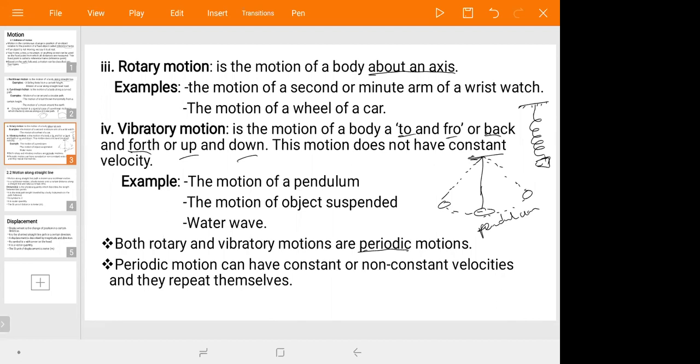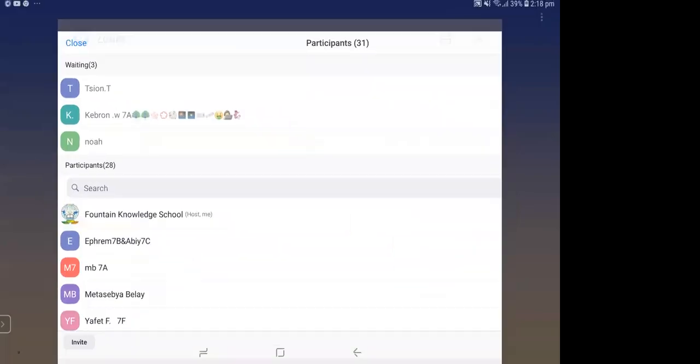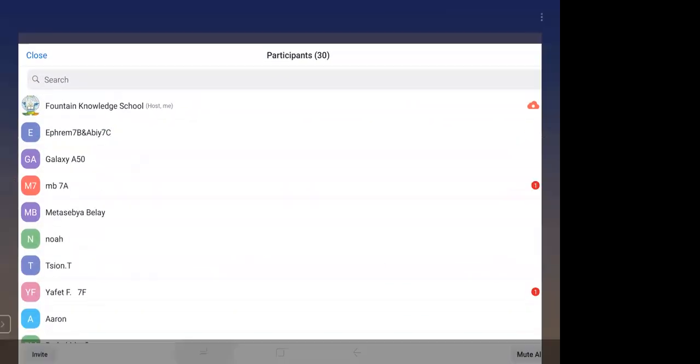So such a type of motion is constant velocity, but vibratory motion can be periodic motion. We will see what type of motion has constant velocity and constant acceleration in the future. Have you understood what I wanted to say?